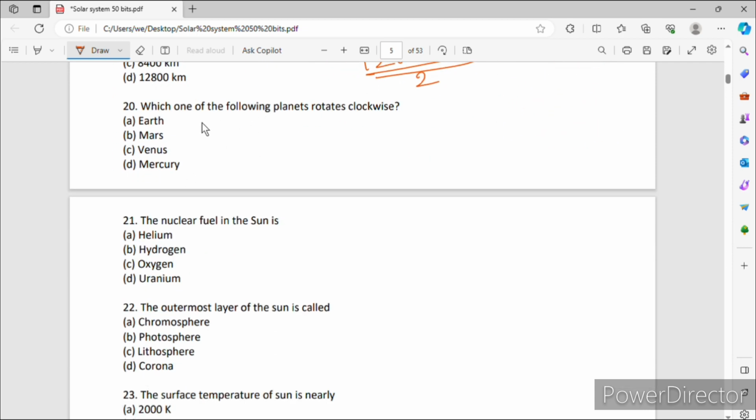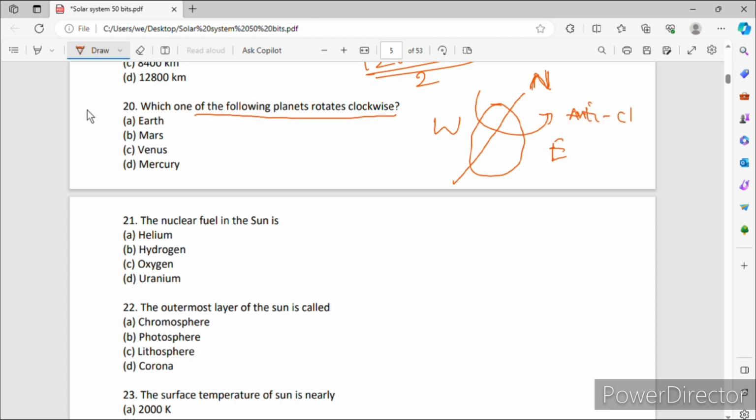Which one of the following planets rotates clockwise? See friends, as I told earlier, if you take any planet, it rotates from west to east. If you view it from the north, west to east means an anti-clockwise direction. This is called anti-clockwise direction. That means almost all planets have an anti-clockwise rotation except Venus and Uranus. These have east to west rotation, which is called a clockwise rotation.